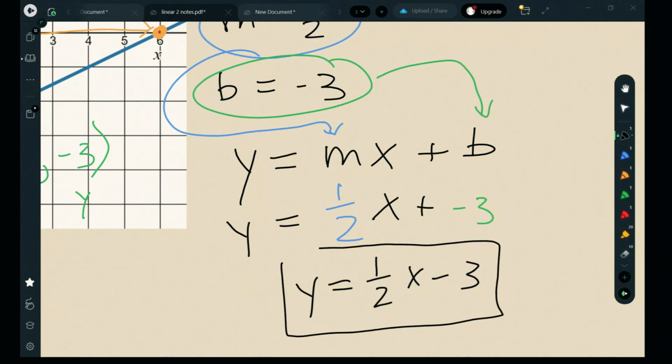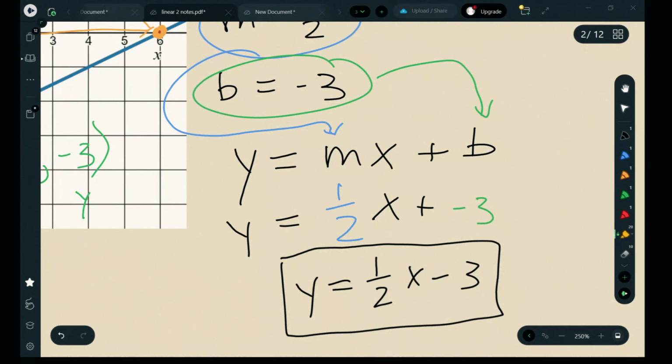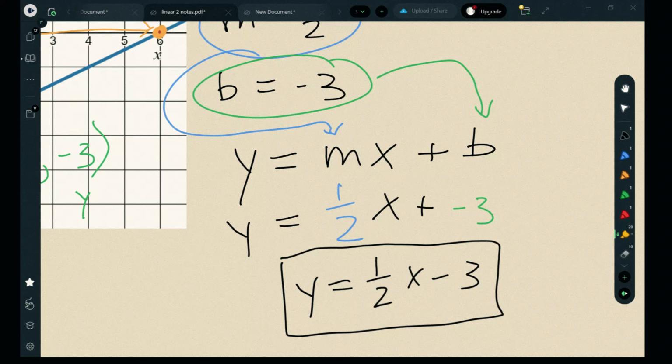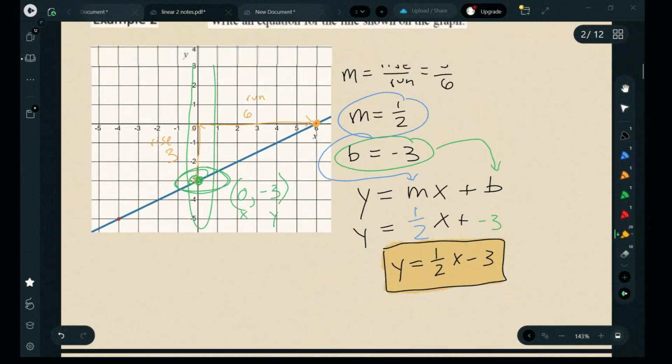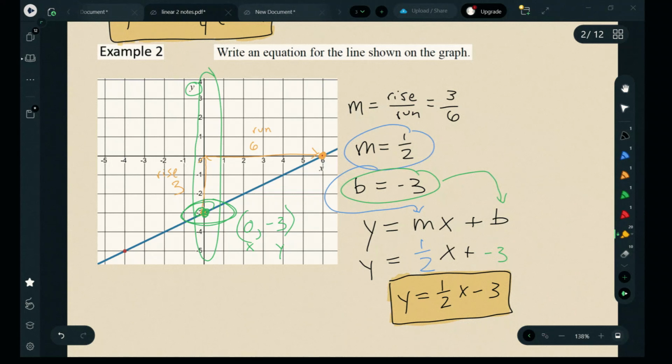And I'm done. That's my final answer. I'm only going to do it with the slope-intercept form. We don't have to do it more than one way. I did that on the first example just to show you, but this is all we have to do here. So we're done. If you wanted to, you could open up Desmos and check your answer, right?